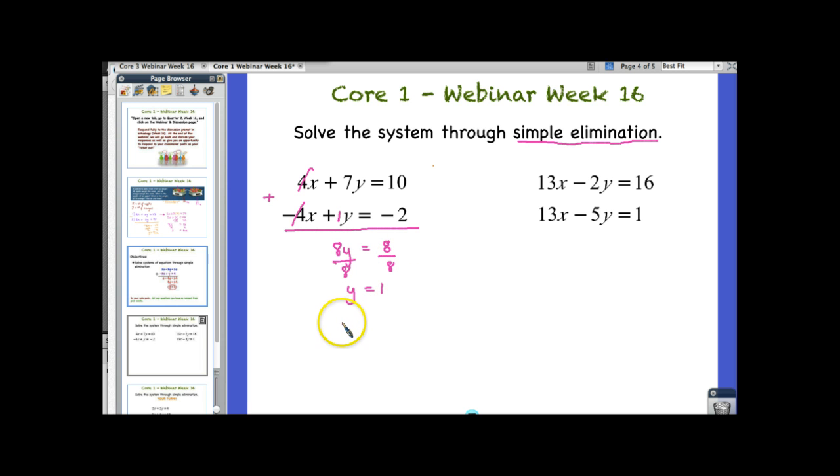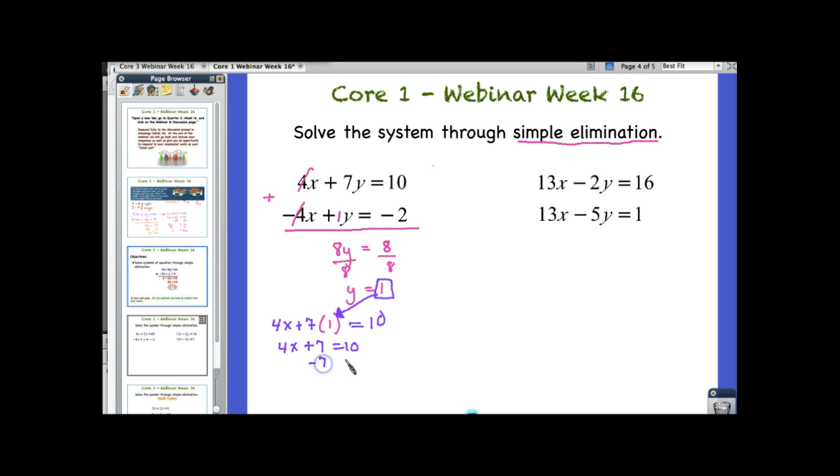So now I need to figure out what x is. I can take this y value and plug it into either the top equation or the bottom equation, it doesn't matter. So maybe I'll just choose the top equation. So I have 4x plus 7, and I'm going to replace the y because now I know y is 1. So I'm replacing y with 1, and I get 10. I just rewrote the equation, and all I did is take this 1 right here and replace it in for y. Now I'm going to simplify. 7 times 1 is just 7, and that equals 10.